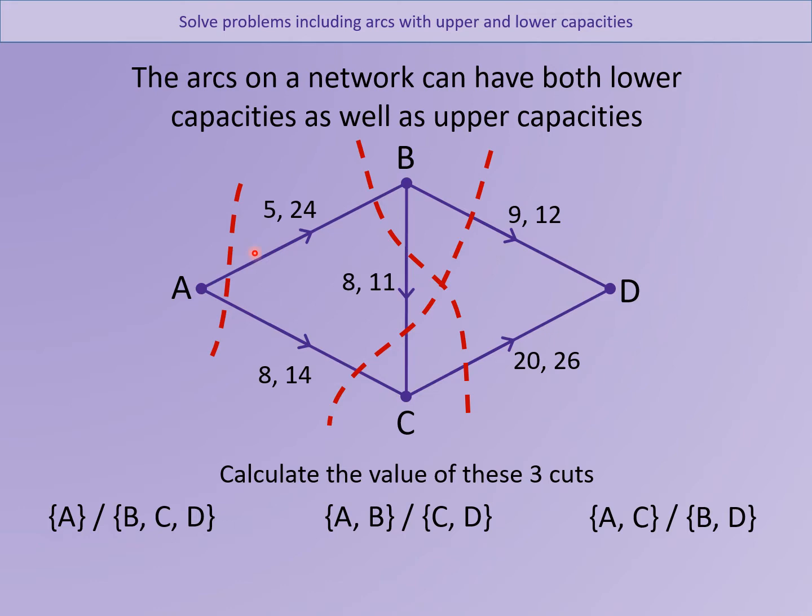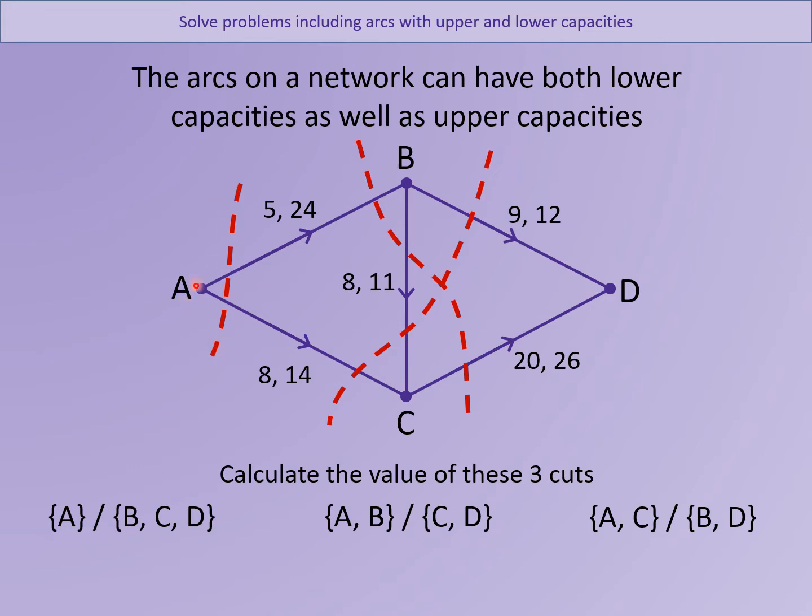The problem now is you've got these extra values. We want to see how they affect the cuts. So what I'd like you to do is have a bit of a guess. You don't even need to write anything down. Just have a think. What are these cuts? This cut here is the one that separates A, which is definitely a source, from B, C and D. B and C aren't sources, but D is definitely the sink. So it's definitely an appropriate cut. It's cutting off the source from the sink.